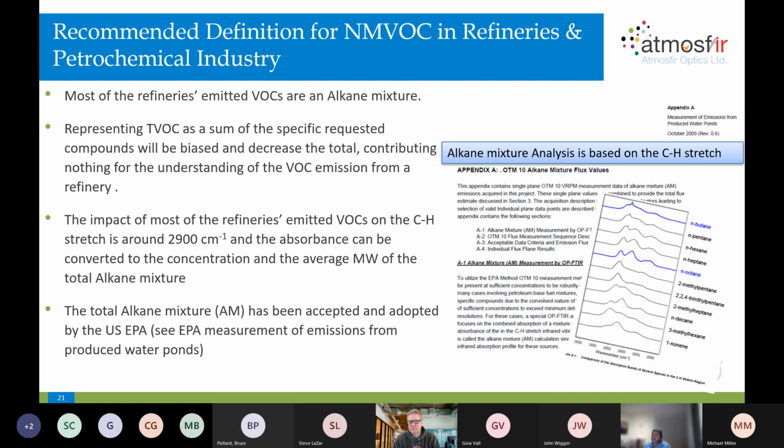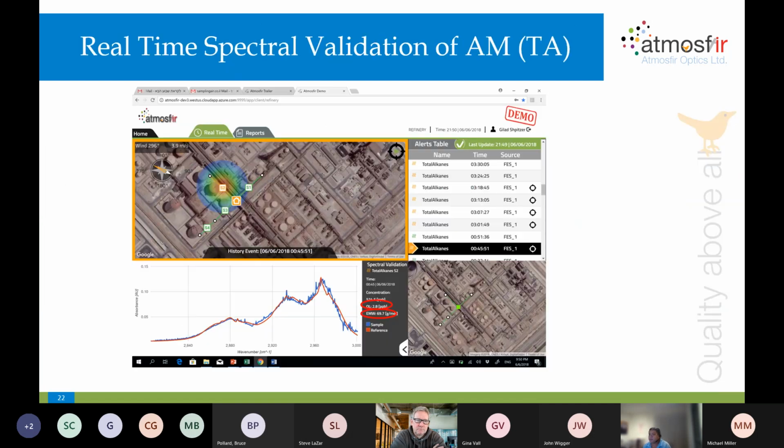Every compound that has a CH bond absorbs light in the CH stretch that you can see in the spectral signature in the picture on the right. But if you look at the shape, there is no distinguishable difference between the shapes. That's why we cannot tell the difference between butane, hexane, and octane. And we can measure them just as a composition. And again, how to do it? There is an EPA procedure actually done by our team and accepted by the EPA as a document.